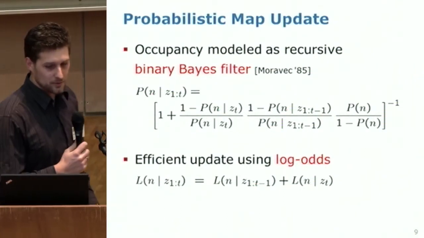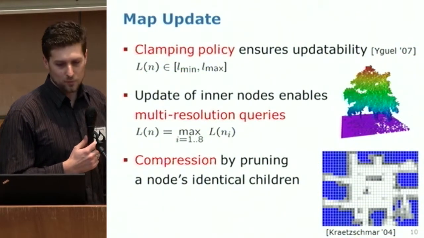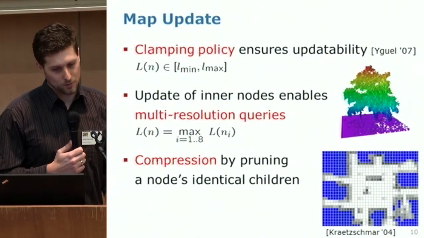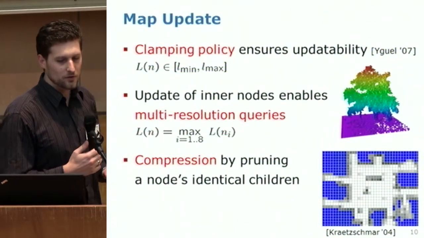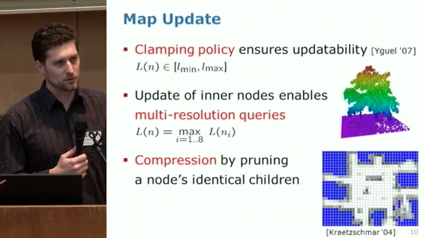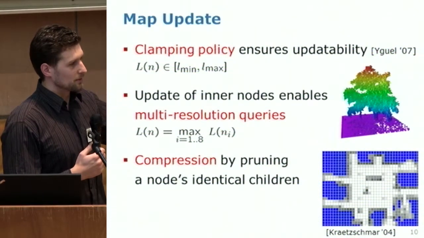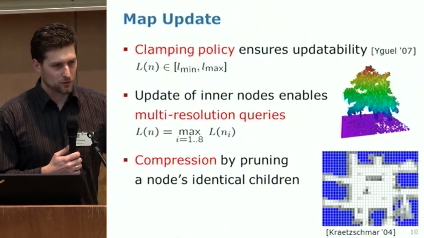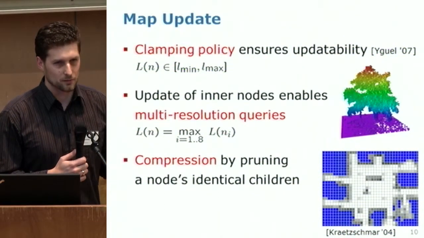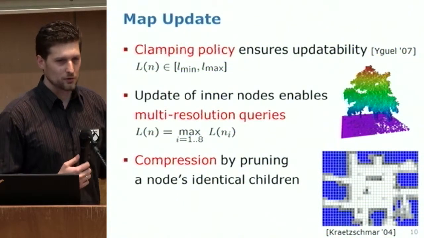Then, to ensure updatability with this static state base filter, we offer you this clamping policy, which you see at the top, which means that probabilities will have to be in a certain range. So there's a minimum probability and a maximum probability. When a node's occupancy reaches the lower probability, it will stay there. It won't get less probable or more probable. And with this, we can avoid overconfidence in a map.